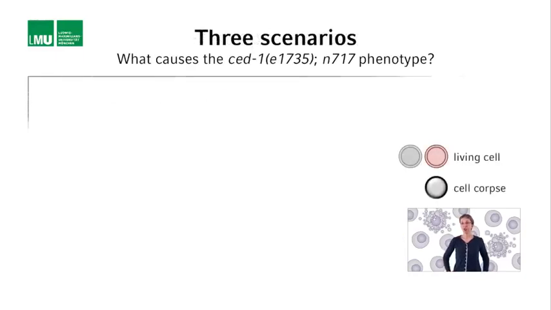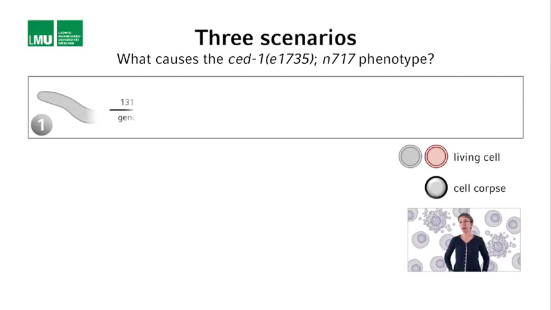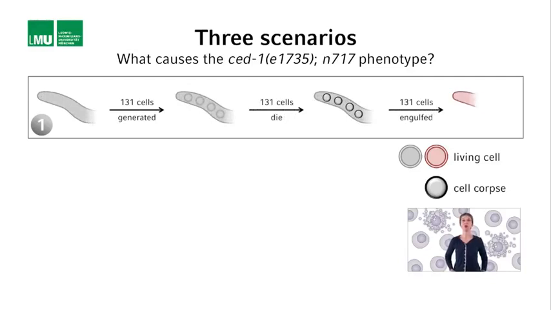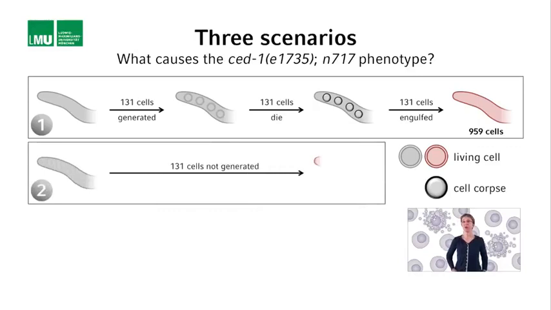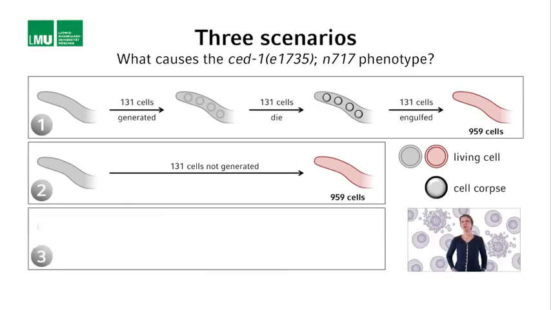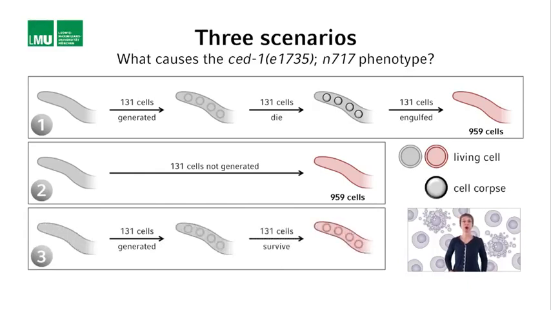First, in the mutants identified, engulfment might take place again, which means that the apoptotic corpses are engulfed during embryogenesis and no longer persist in L1 larvae. Second, in the mutants identified, the 131 cells that normally die might not be generated. And third, in the mutants identified, the 131 cells that normally die might be generated. However, they might fail to die and instead inappropriately survive.